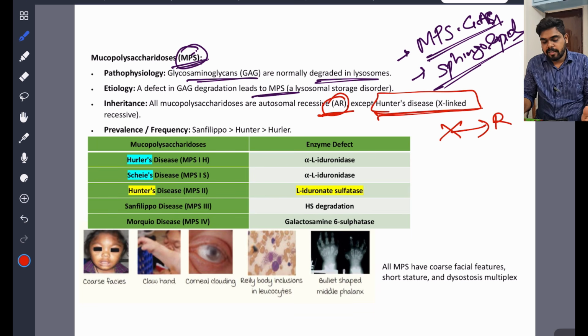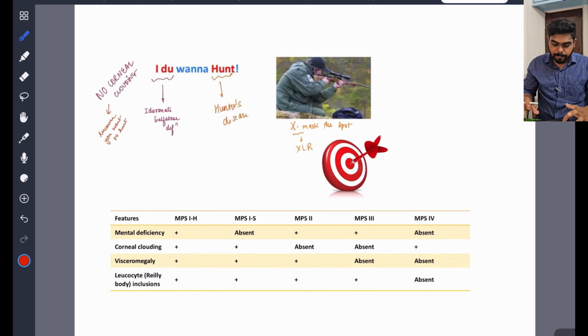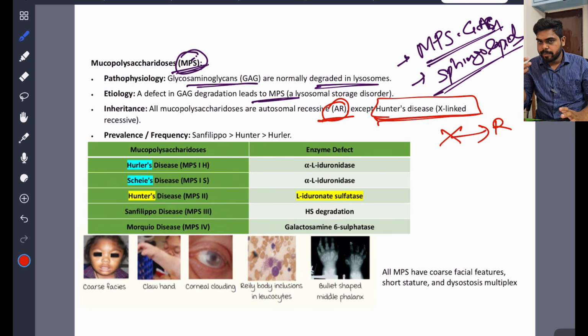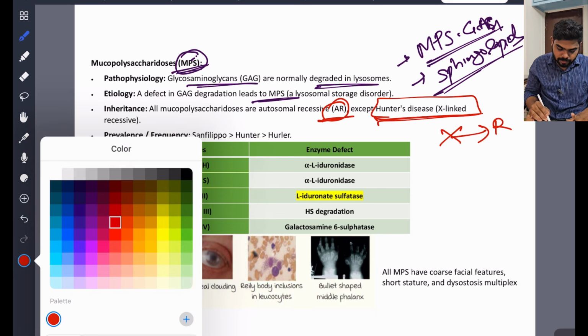We will discuss that, and at that time you will understand better. So you should know this: all are autosomal recessive except Hunter's, which is X-linked recessive. I drew an image like this, and I'll explain it soon. Now we'll see the individual diseases, understand them, and then summarize them. We will complete MPS first, then go to sphingolipidoses, where Gaucher's, Niemann-Pick and all are there. Now look at these points.